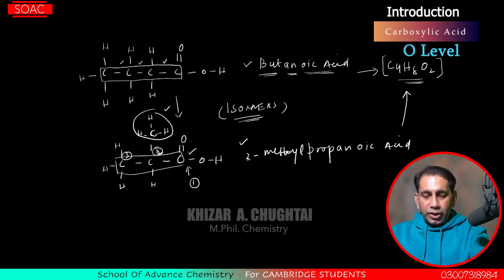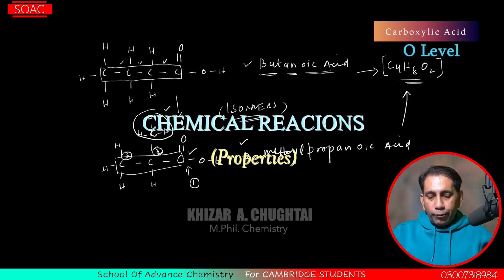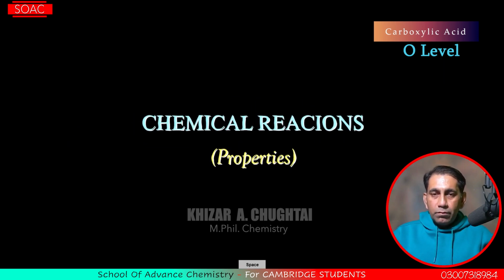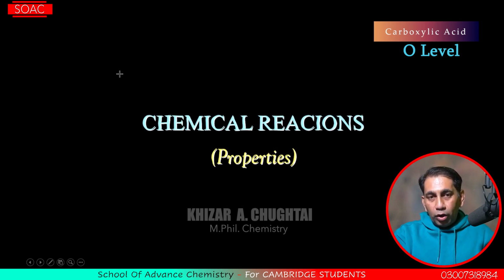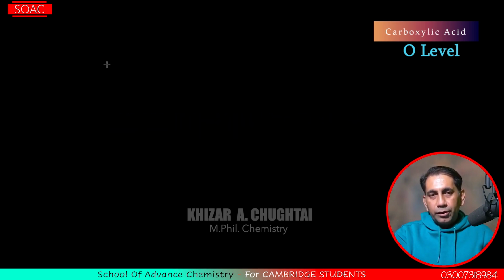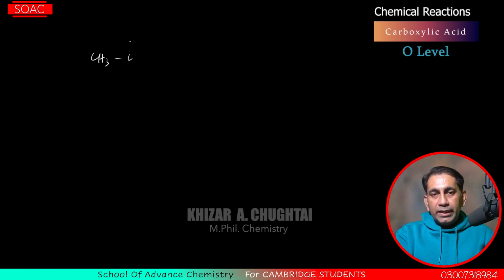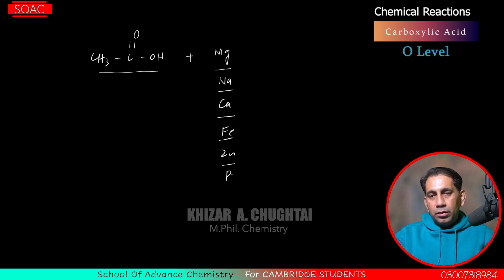Now come towards the next section, the next point, that is the chemical properties of carboxylic acid. Carboxylic acid, like all other acids, for example, I'm starting from CH3COOH, ethanoic acid, that is a vinegar. Ethanoic acid, like all other acids, it can react with metal like magnesium, like sodium, like calcium, like iron, zinc, lead, and that's all.